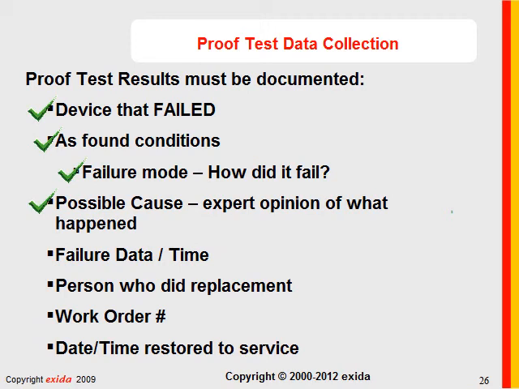What's possible cause? Many say write down any opinions of what might have happened. Others say no, people who record the data should only record facts. I'd like to say go ahead and allow somebody to express an opinion. That's okay. Failure date and time, the person who did the replacement or restoration, work order number, and the date and time that the safety function or the instrument was restored to service. Make sense?